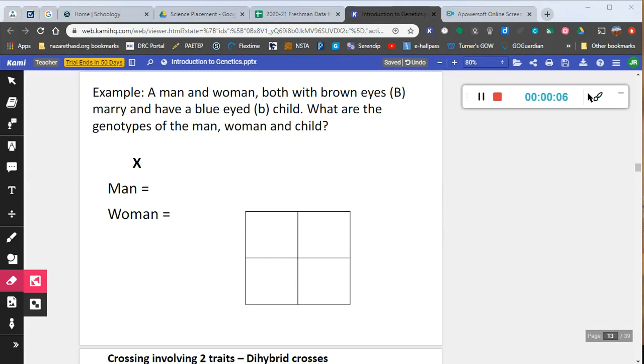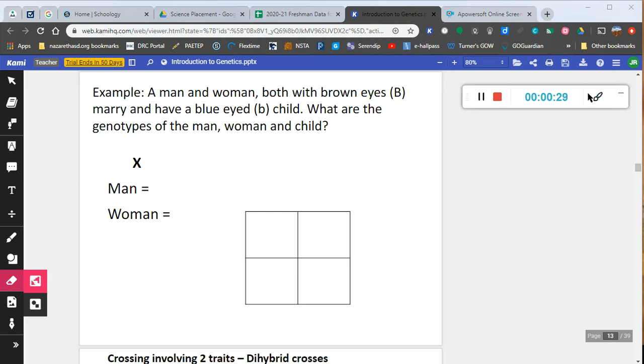I just want to work through another example of a Punnett square, and then show you some of the complex issues that you can use genetics or applied genetics to. So we'll start out with our example that we have up here. We have a man and a woman, both with brown eyes, marry and have a blue-eyed child. What are the genotypes of the man, the woman, and the child?